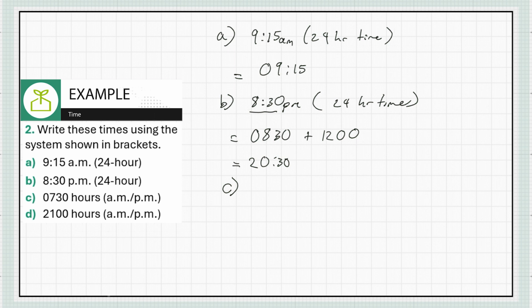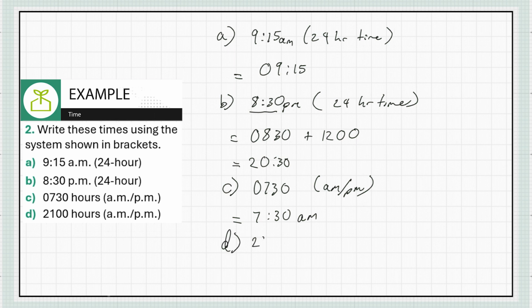If we look at C, we have 0730, and they want it in AM or PM. Now again, because 24-hour time and AM PM time treat the first 12 hours of the day the same way, we can just rewrite this as 7:30 AM.